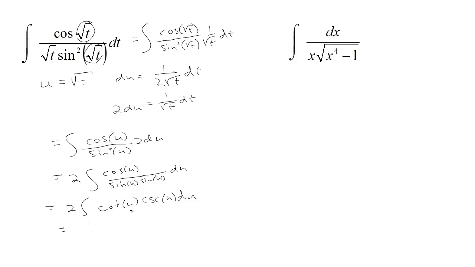The derivative of the cosecant is the negative cosecant cotangent, so this should be negative 2 cosecant of u plus c. That way when you take the derivative, you have the negative 2, but then the derivative of cosecant will be negative cosecant cotangent of u, so that will be the correct thing. Now just substitute back. There we go. Negative 2 cosecant of u, but u is root t, plus c.